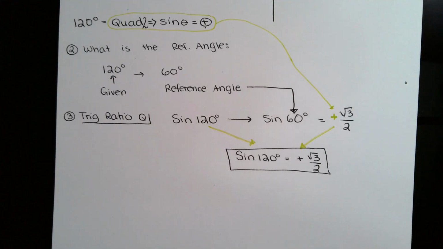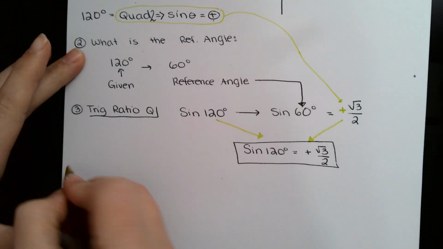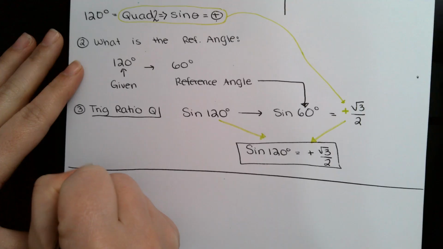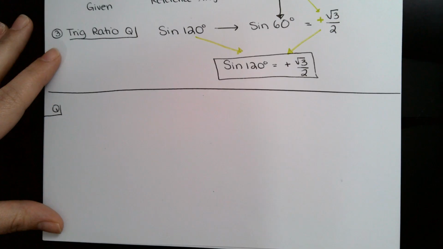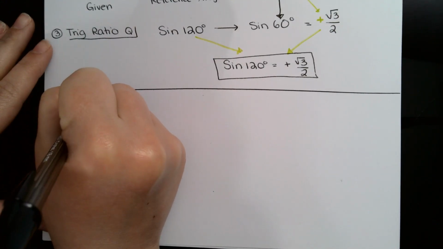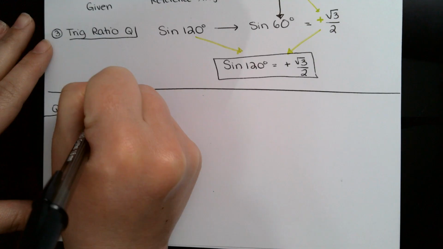Exhale. It's going to be okay. Let's try a few more before I let you go. Let's go again. Let's do radians this time. Let's say they are asking us to evaluate what cosine is of 4 pi thirds.